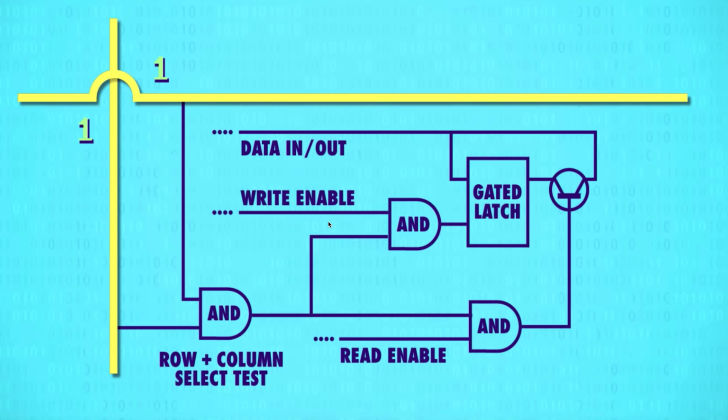And the row and column, because both of those need to be set to true for this cell to be the correct one. And that's the row and column select. And we add that to the write enable, which is the overall write enable, and the read enable, which is the overall read enable. And the data, it could either be going in or out. The data would be going in if you're writing and out if you're reading.